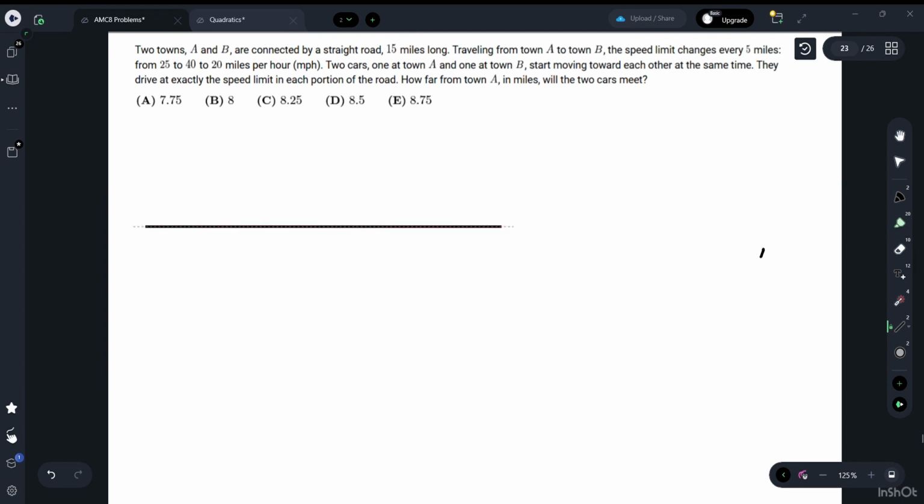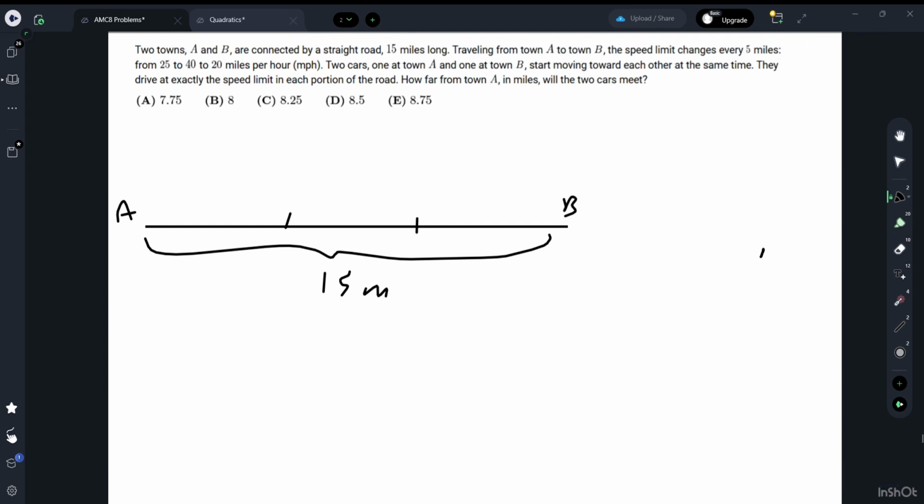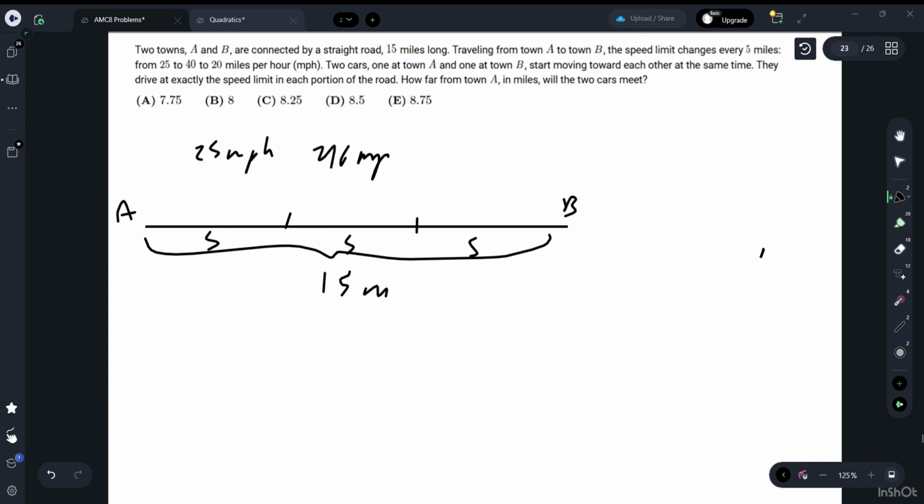Let's draw a diagram of what's going on in this problem. So let's say that's the road, and we have town A here and town B here. The total length of this road is 15 miles long. Let's cut this road into 3 sections, each of 5 miles. 5, 5, 5. This is 25 miles per hour, the speed limit. This is 40 miles per hour, and this is 20 miles per hour. And the question is asking, say the cars meet right here. How far is this point from town A?